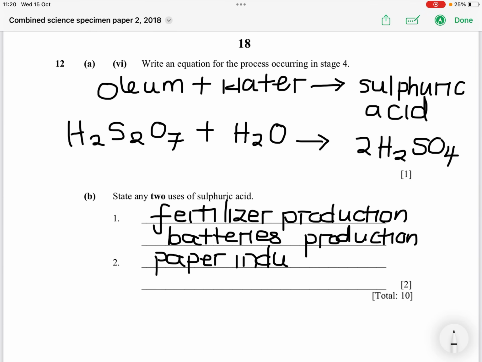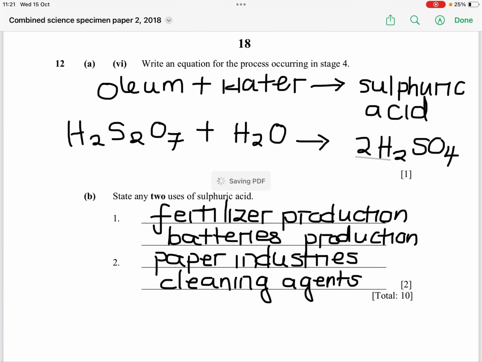In fact, the sulfuric acid is called the king of chemicals because of many uses that we use the sulfuric acid. And also it is used in the production of cleaning agents. It is also used in ointments in order to treat various skin infections. So these are some of the uses of sulfuric acid. We can now proceed to the physics section.